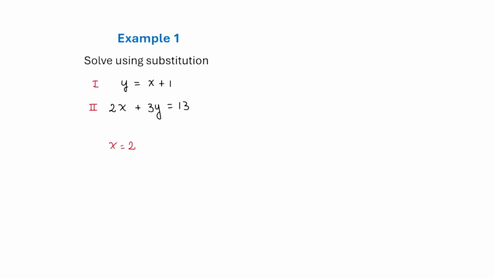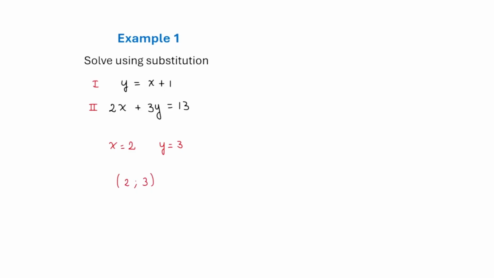We have found x. To find y, we can substitute x = 2 into any previous equation. The easiest one is equation 1 because y is already isolated. y = x + 1. So y = 2 + 1. y = 3. The solution is x = 2 and y = 3. As a coordinate point, this is (2, 3).